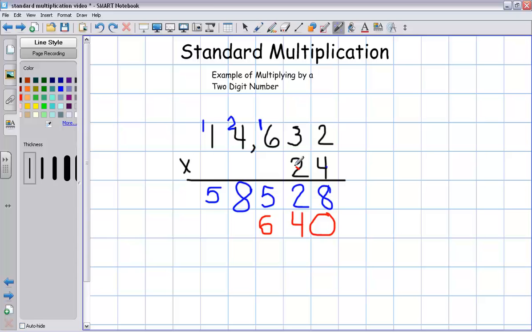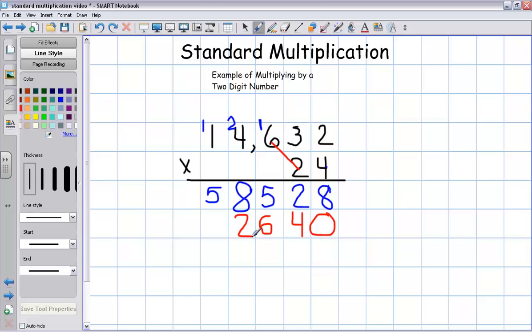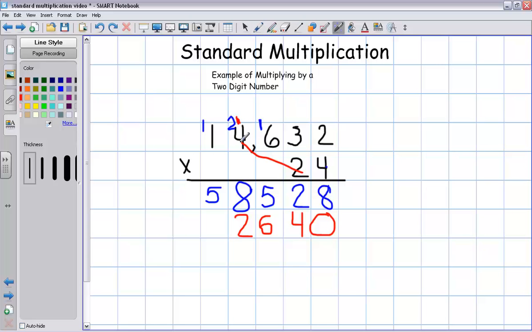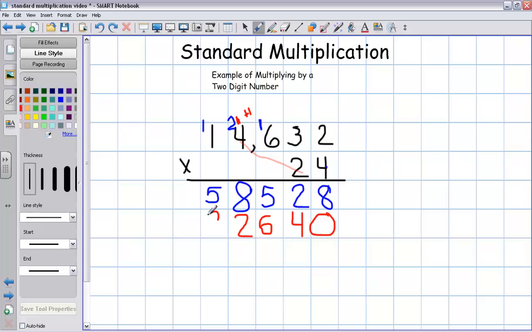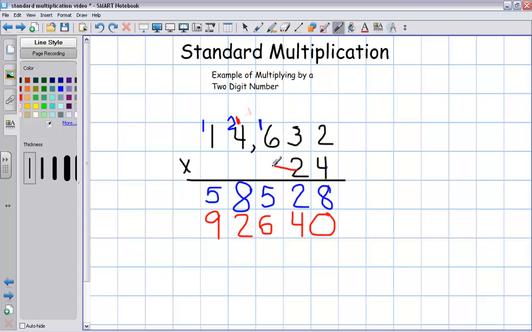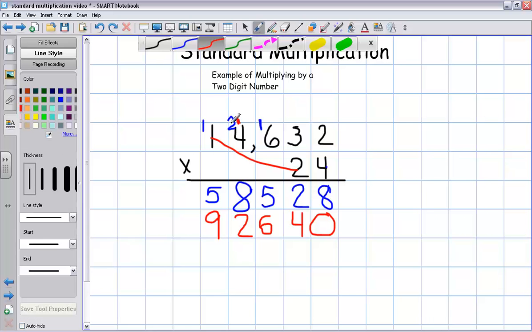I'm going to keep working my way to the left. Now I'm going to have 2 times 6. 2 times 6 is 12. I'm going to have to regroup my 1 over here. Now I'm going to have 2 times 4 is 8 plus 1 gives me 9. Still working my way to the left. And now I'm going to take 2 times 1. 2 times 1 is 2.